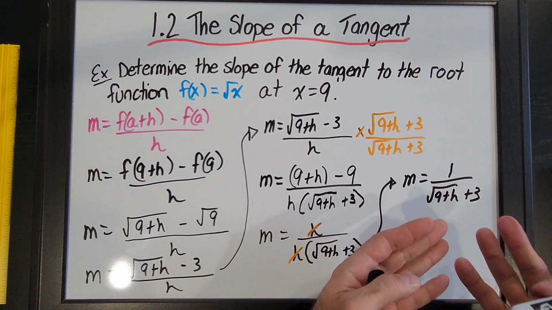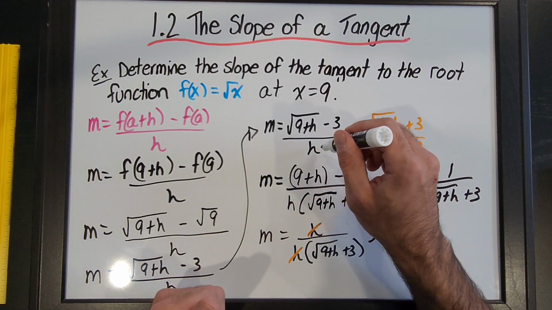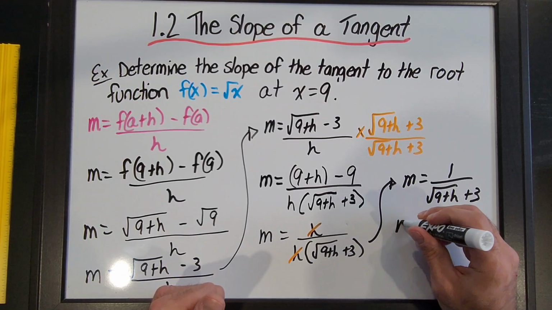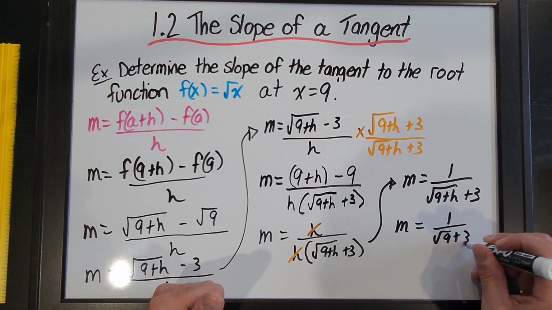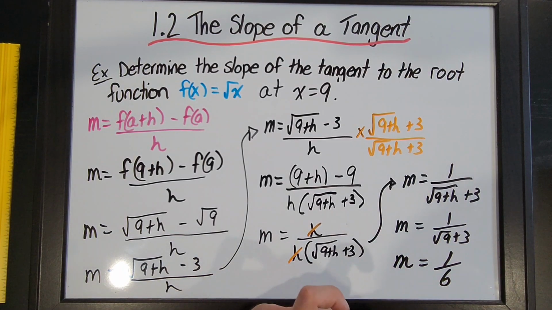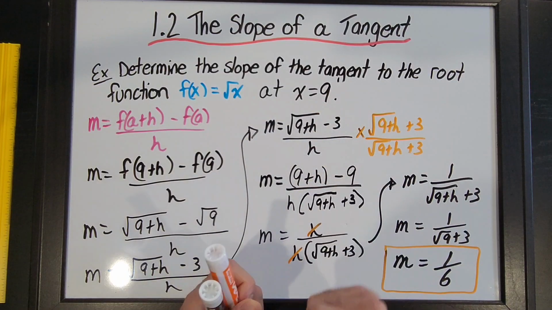Looks like a disaster, but all I'm doing here is trying to plug in 0 into h, and I can't do it here because I'm going to get an undefined answer. As soon as I can do it, I get it done. This is going to be 1 over root 9 plus 3, which is 1 over 3 plus 3, 1 over 6, and I am done. The slope of the tangent of this root function at x equals 9 is 1 over 6.